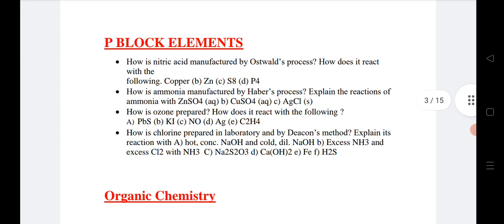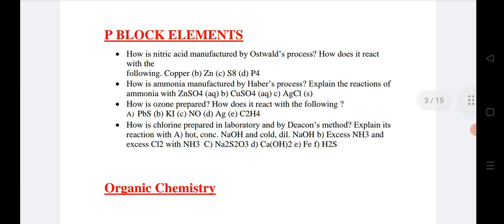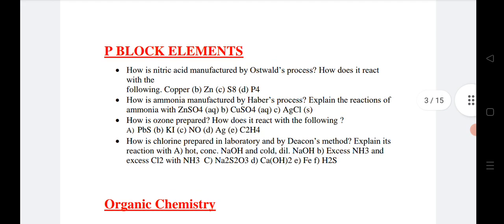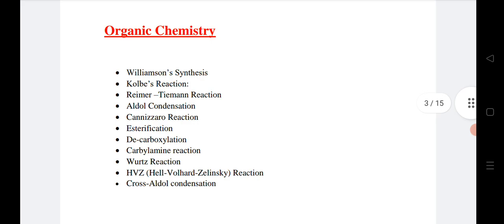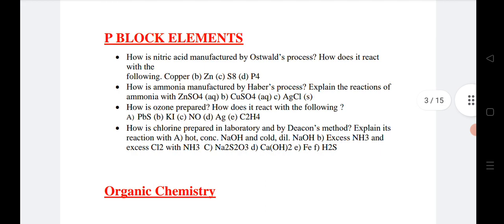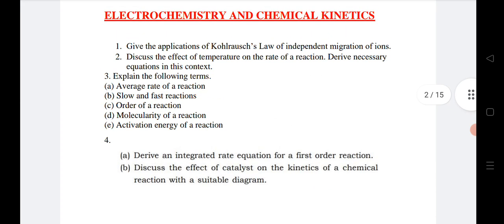Next, if you are going for P block for LAQ: nitric acid, Ostwald process, Haber process, ozone preparation, chlorine preparation is also there. Next is organic chemistry, where we have given 11 reactions. I would like to inform the students, if you want to score 16 marks, you prepare these important questions of organic chemistry, P block and electrochemistry.